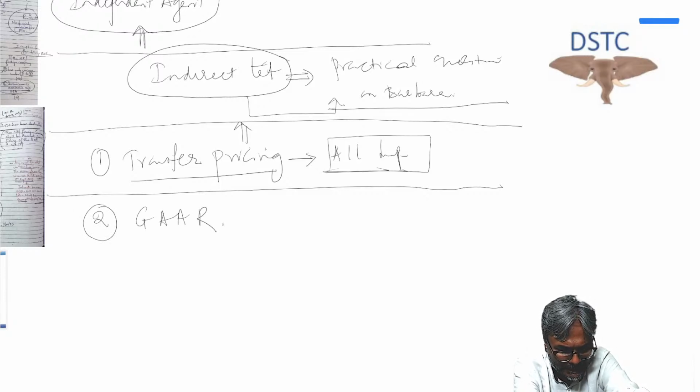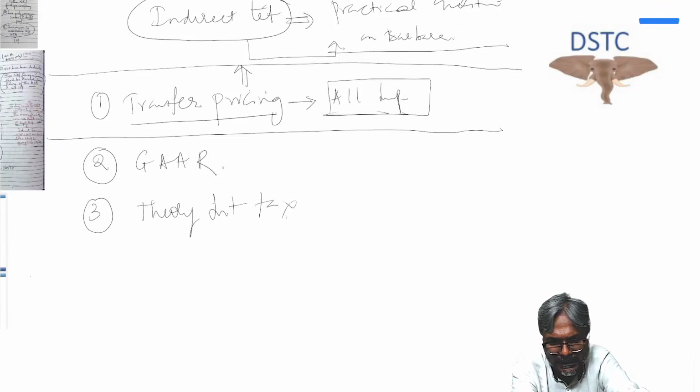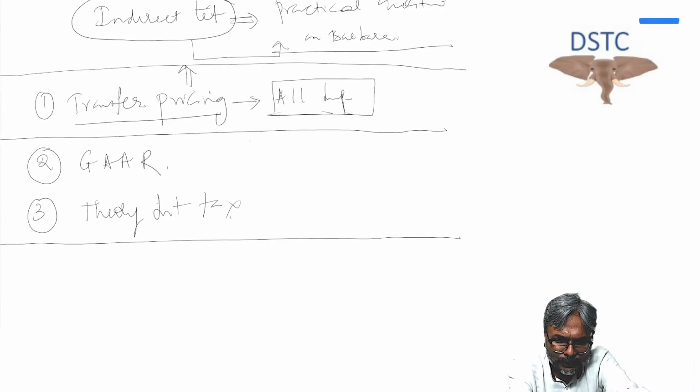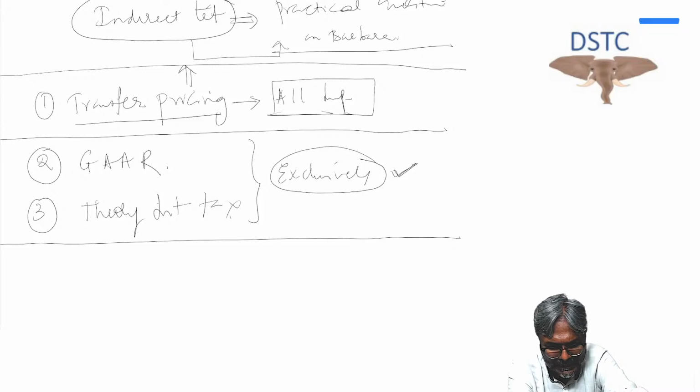Another is, yes, I'll say that thing once, not an issue then. GAR, General Anti-Avoidance Rule, and the last one is the theory of international taxation. So, theory of international taxation students. Now, these two I'm going to do exclusively in this context. Yeah, theory I'm doing with you and GAR. So that entire 30 marks students we are covering.